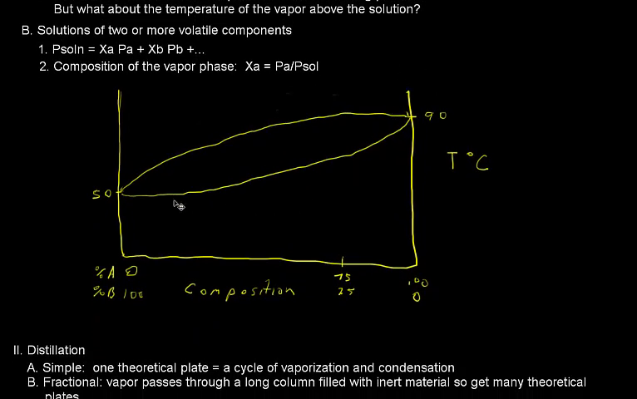So this is the phase diagram for a two-component solution. That is a solution of two volatile components. The y-axis here is temperature in degrees Celsius. And what we have here is the boiling point of the second component. That's 90 degrees, so that's the higher boiling point component. So this is B. This is the boiling point of B. I should probably have labeled that.